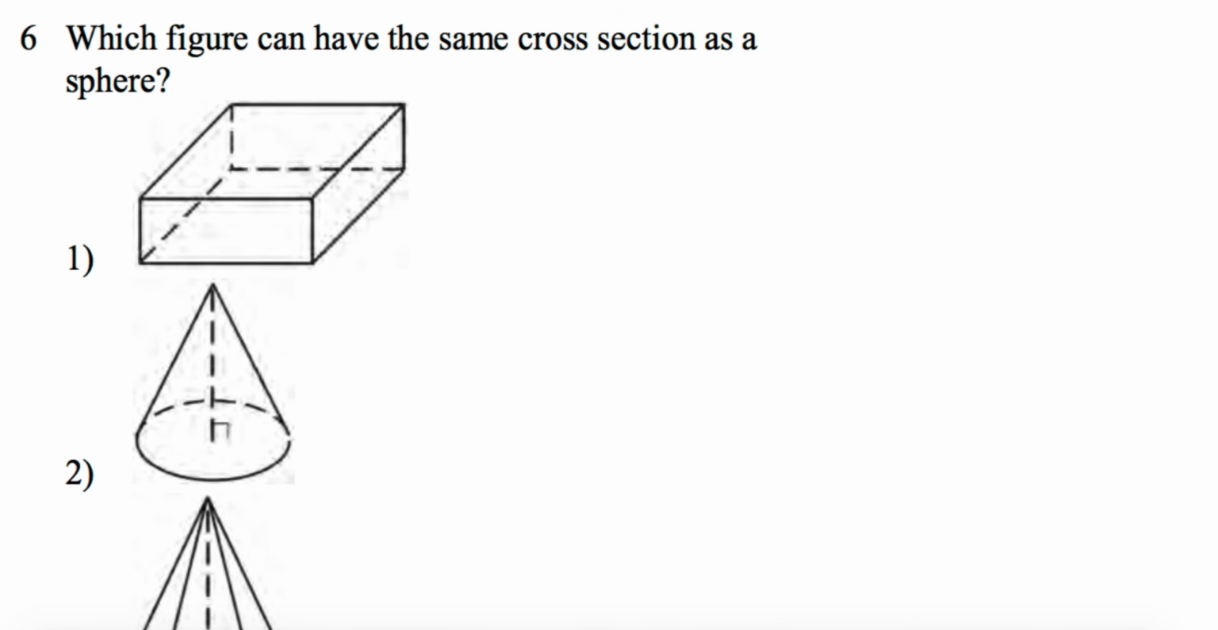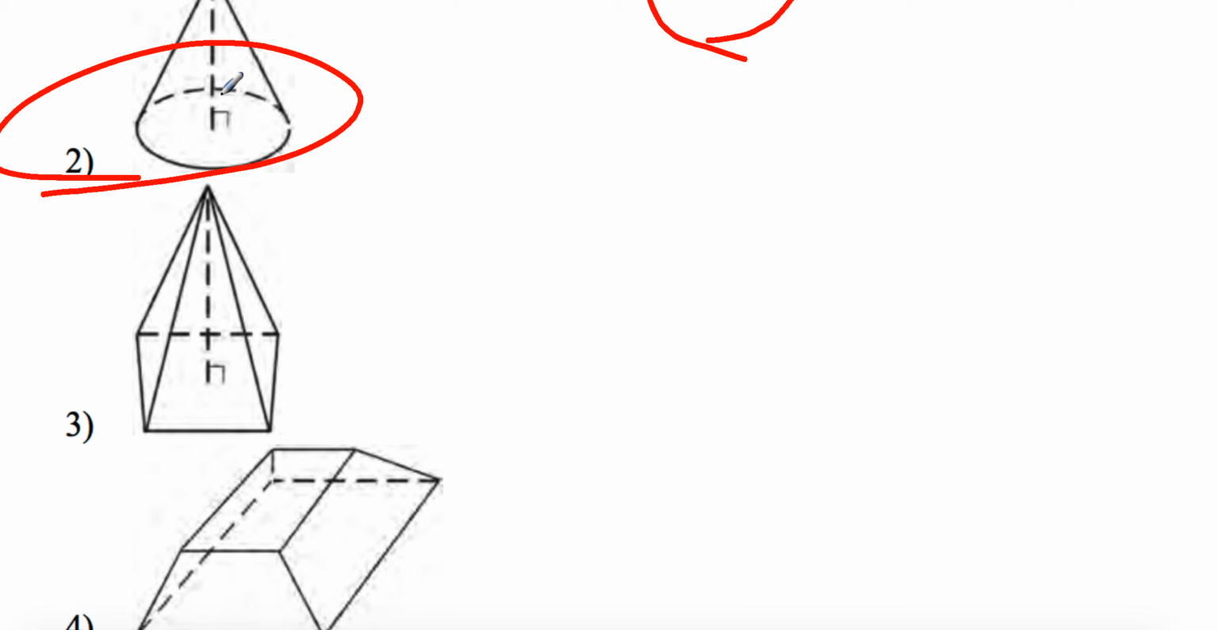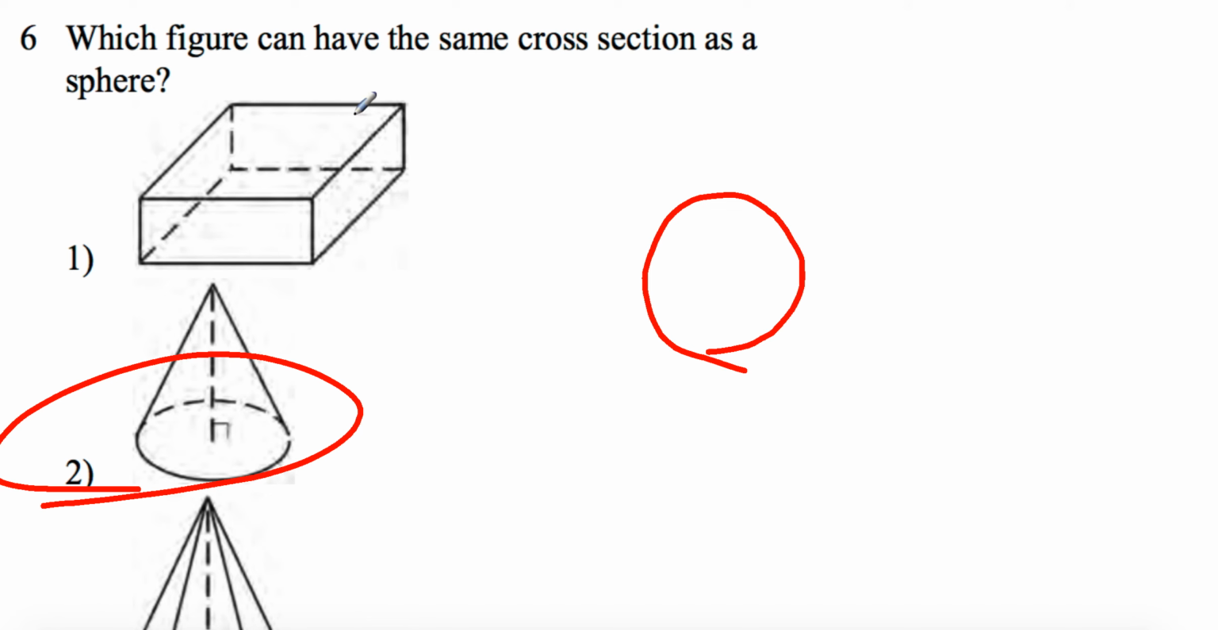Number 6. Which figure can have the same cross section as the sphere? You see, one thing about the sphere is that no matter where you cut it, you'll always end up getting the circles. So which one of them has a circular cross section? In fact, the answer is cone, because if you cut it horizontally, you will always get circles. All right, so that was number 6.